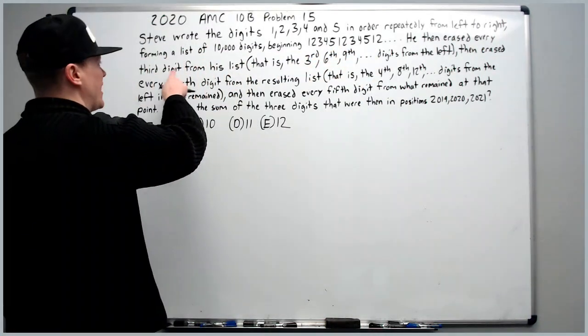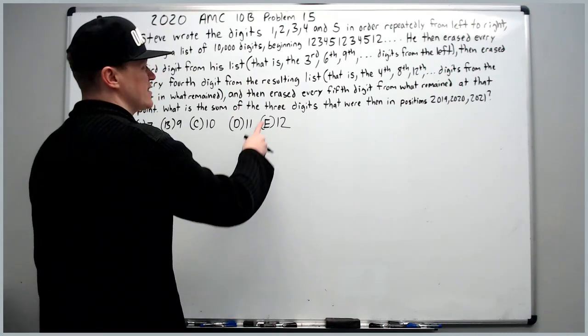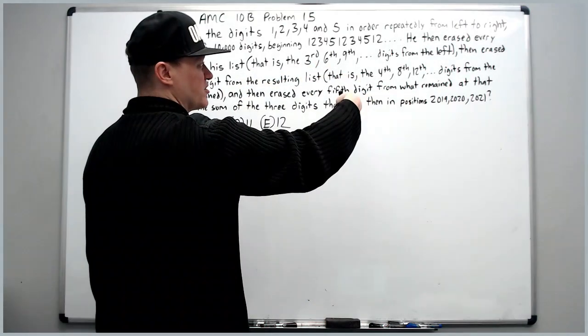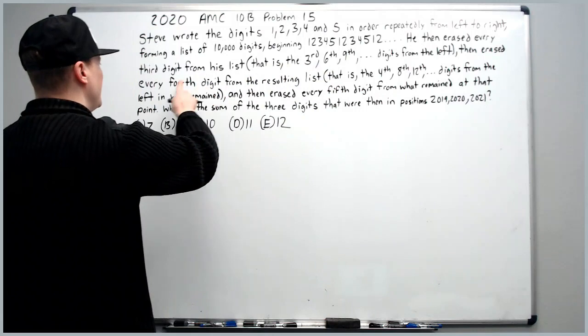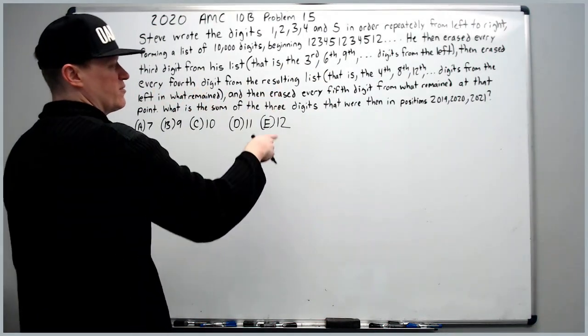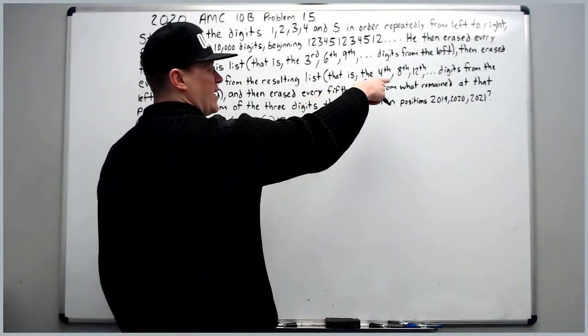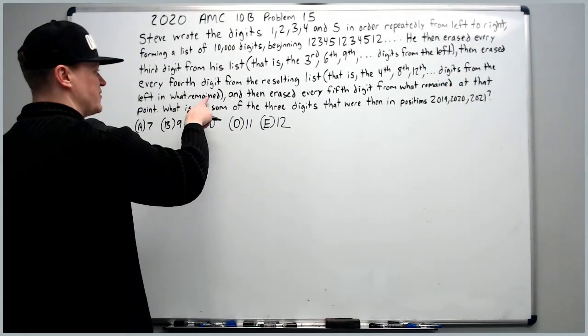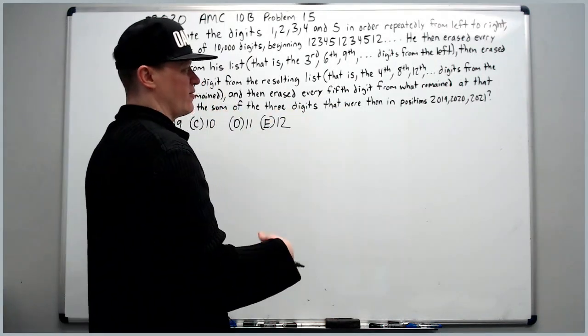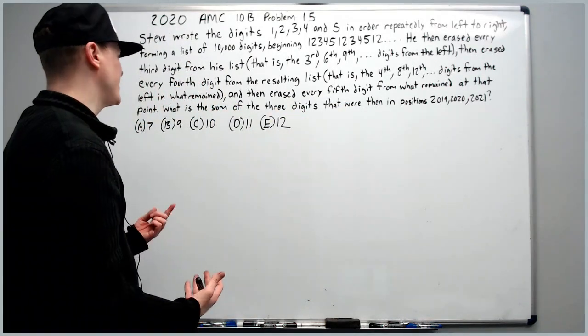He then erased every third digit from his list, that is the third, sixth, ninth, and so on, digits from the left. Then erased every fourth digit from the resulting list, that is the fourth, eighth, 12th digits from the left, and what remained. And then erased every fifth digit from what remained at that point.